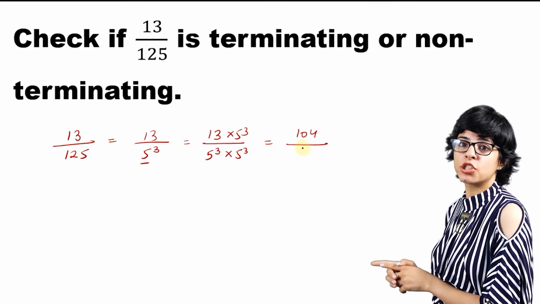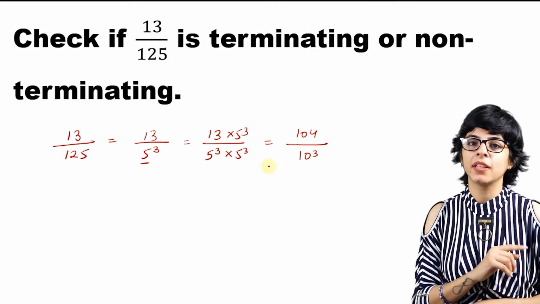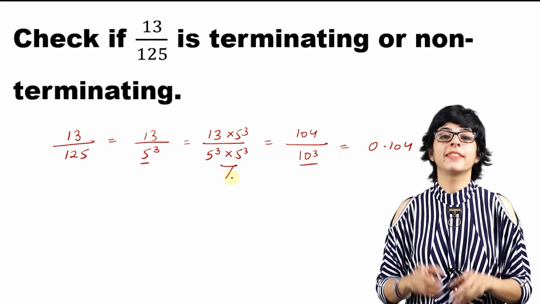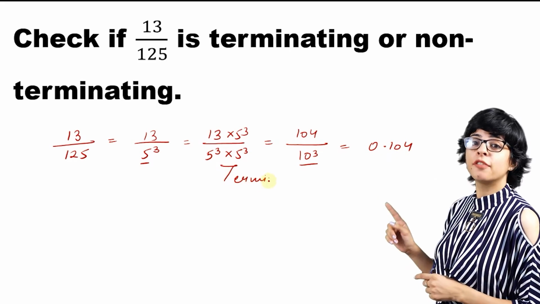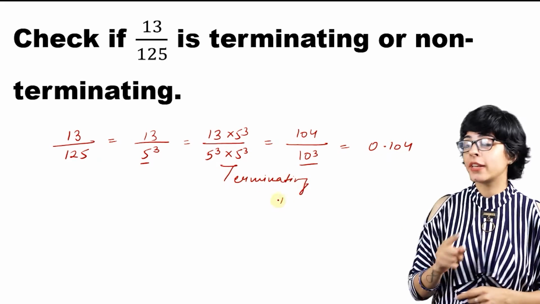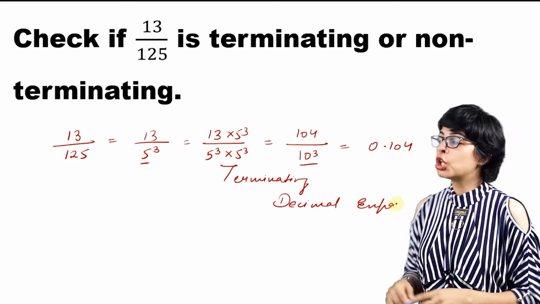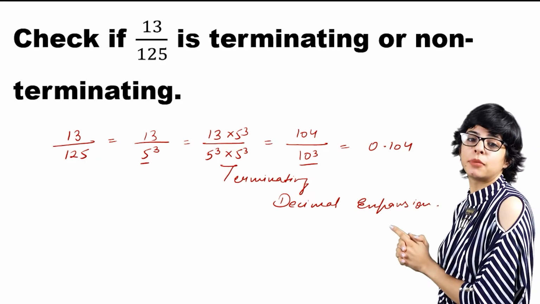And the decimal expansion is written as 0.104. So this is how we convert the rational numbers which are in the form of p upon q, wherein q is in the form of 2^n 5^m, to an equivalent rational number of a by b form, wherein b is a power of 10.